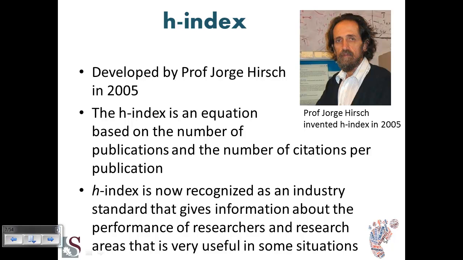So the next slide will show an overview of the H-index. Looking at some of the metrics which have come out of citation indexing, there's the H-index developed by George Hirsch in 2005. The H-index is an indicator that uses a researcher's number of citations in relation to his number of articles as a measure of impact. So the H-index is now recognized as an industry standard to provide information about the performance of researchers and research areas.